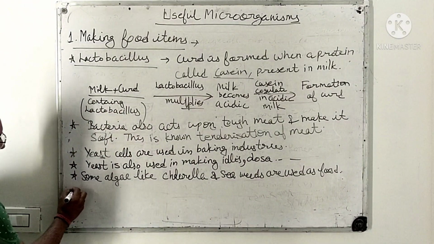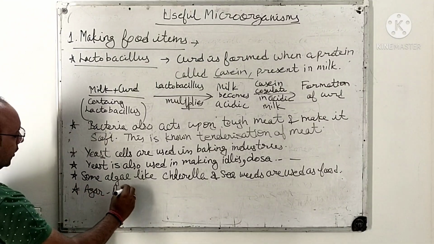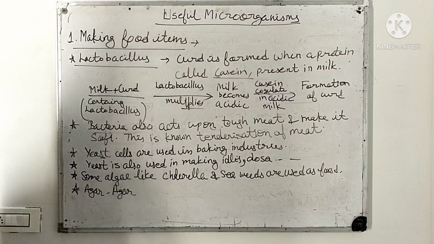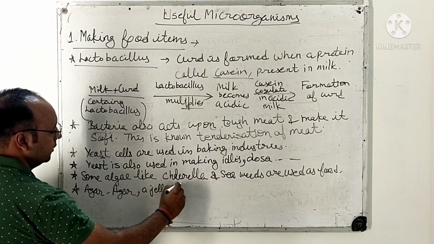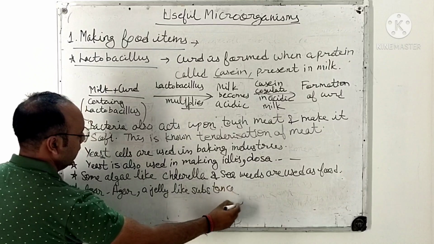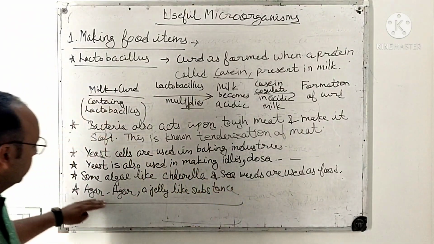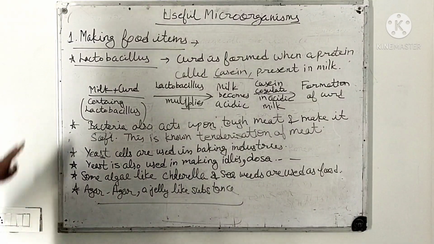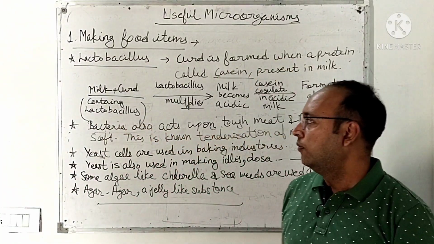One more is a jelly-like substance. It is also a type of algae, which is used in making ice creams and candies. So this algae is also used, right? So this is the use of microorganisms in making food items.